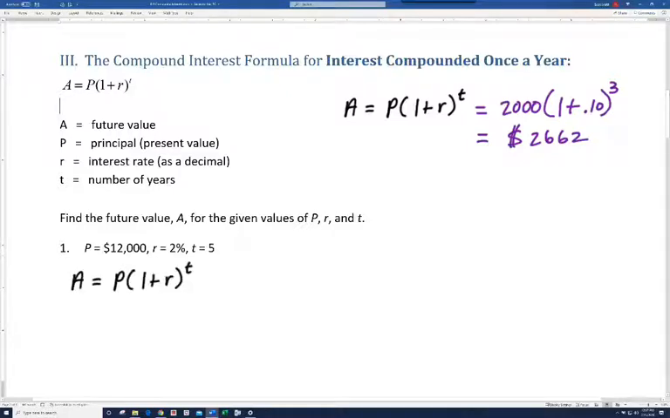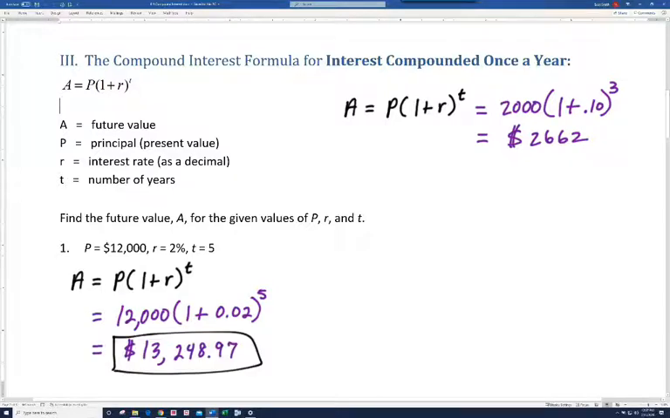All right, so here's our formula. Our principal is $12,000. It'll be 1 plus 0.02 since our interest rate is 2%, and the time is 5. That'll be our exponent. And you should get $13,248.97.